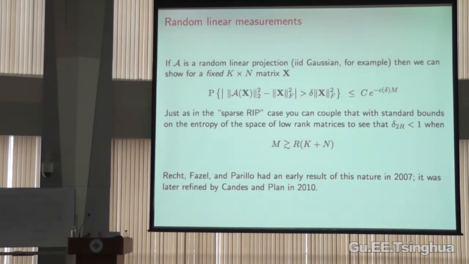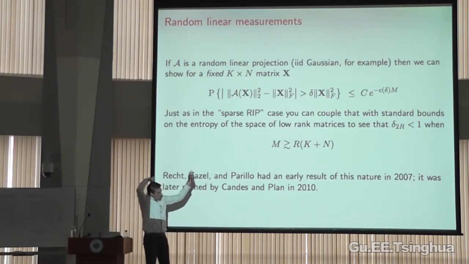What you could say is, if the A's are a random linear projection, that means I take an inner product against M K by N matrices, and each of these K by N matrices has IID Gaussian random noise in it. Then we actually proved exactly in the last lecture that for any fixed matrix X, the probability that it deviates from its Frobenius norm by more than a factor of delta is e to the minus, if the constant is even the same, delta squared over 8 times m.